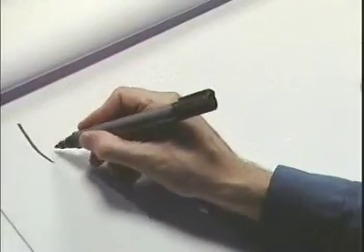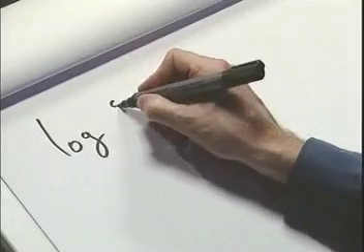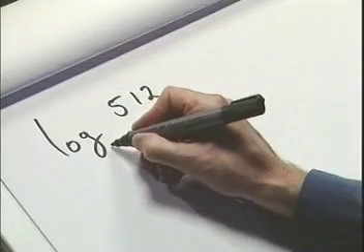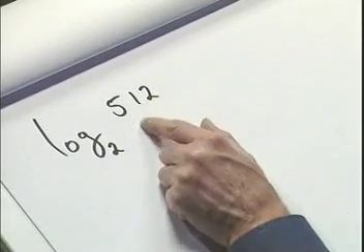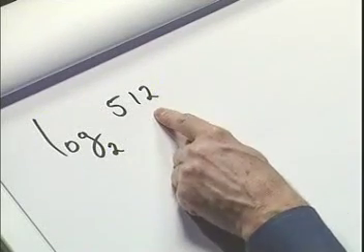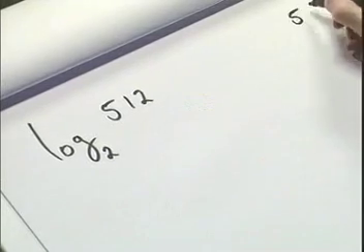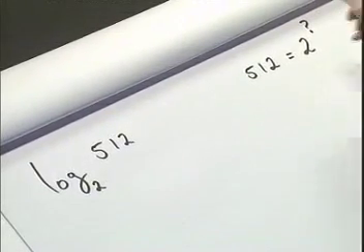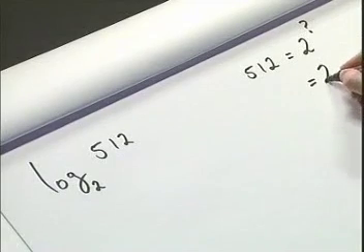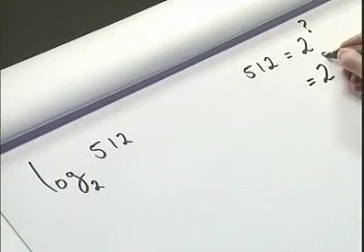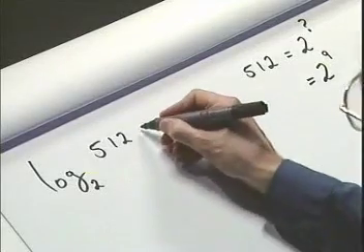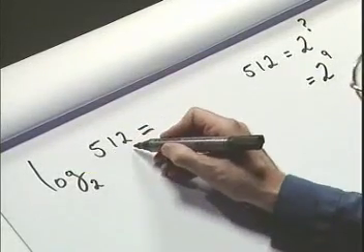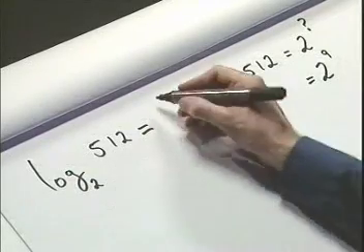Let's have a look now at some more examples of calculating logarithms of various numbers to particular bases. So let's take the log of 512 to base 2. Well, this is the same as asking, what's 512 as a power of 2? 512 equals 2 to what power? What's that power up there? Well, 512 is in fact 2 to the power 9. And so by definition, the log of 512 to base 2 is 9.